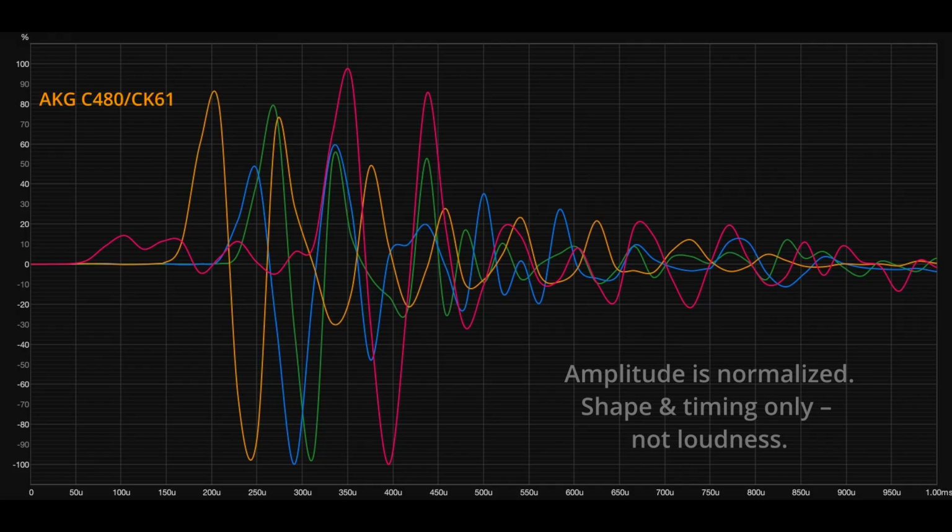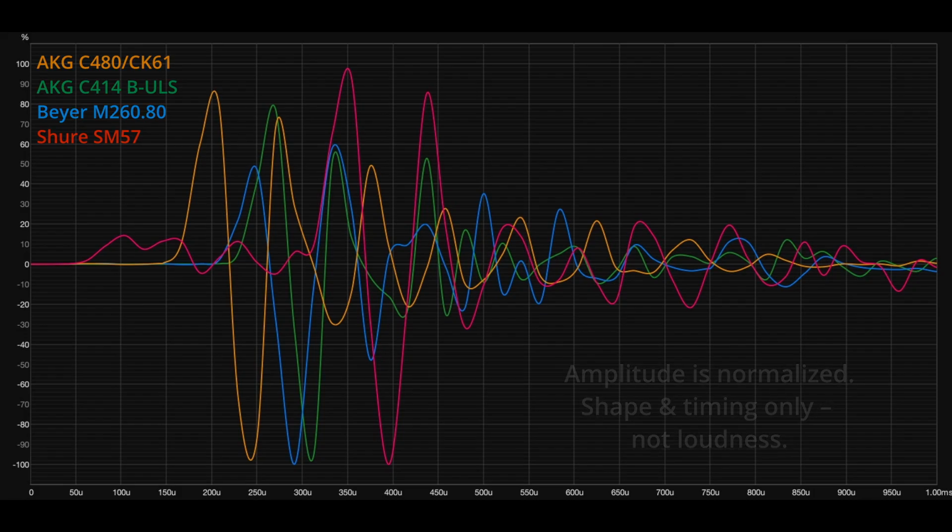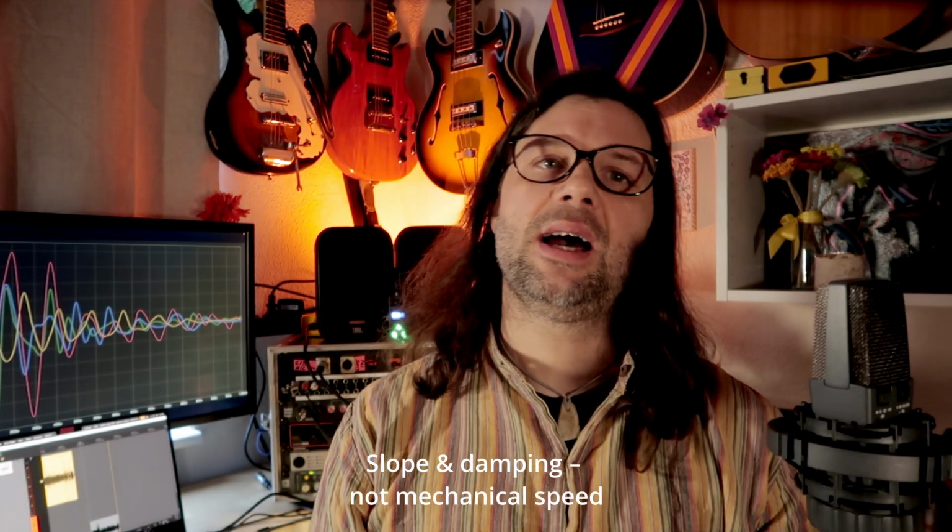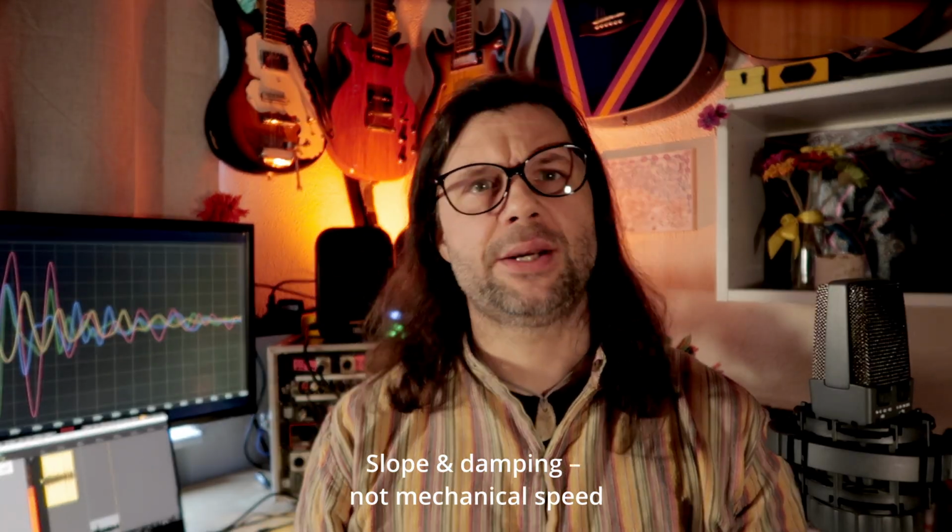A C480 with a CK61 capsule as a small diaphragm condenser, a C414 B-ULS as a large diaphragm condenser, a 260.80 ribbon microphone, and an SM57 as a moving coil dynamic. Not as competing products, but as representatives of different design principles. And yes, because I happen to own them. What you see here is not loudness, it's reaction speed. Some microphones are there immediately, others take time. That's not better or worse, that's character.